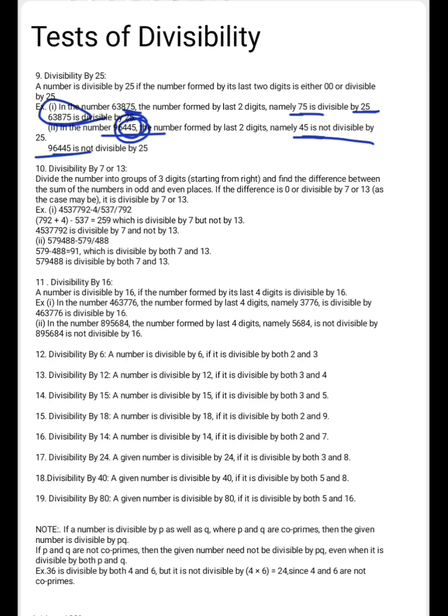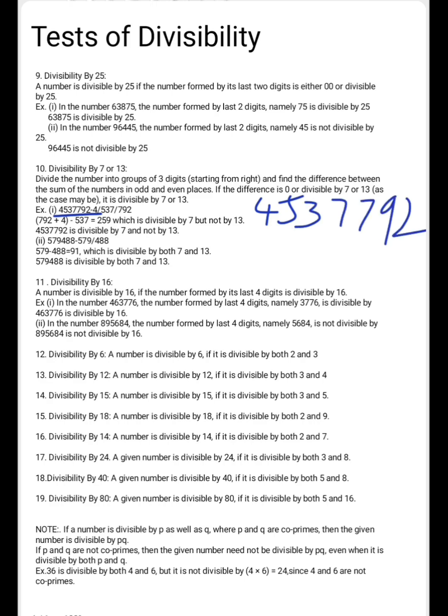Okay, the next one is the divisibility of 7 or 13. To say that the given number is divisible by 7 or 13, the test is the same for both. Let us take an example of 4537792. We need to divide this into sections of 3 digits from the right side. 792 is one part, 537 is another, and 4 will be the last one.